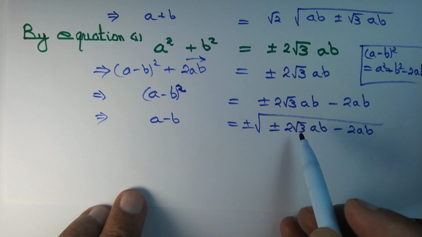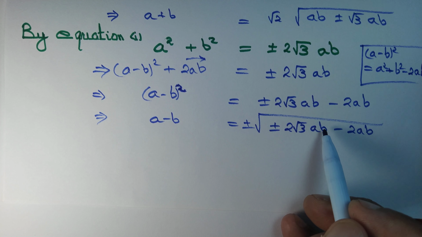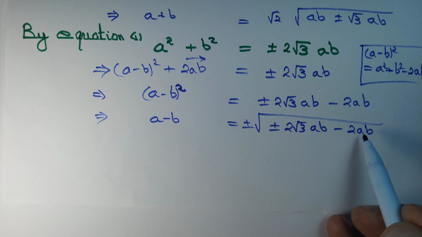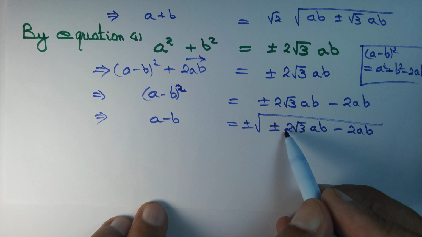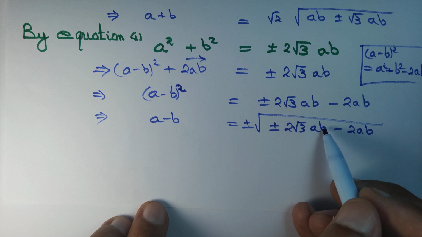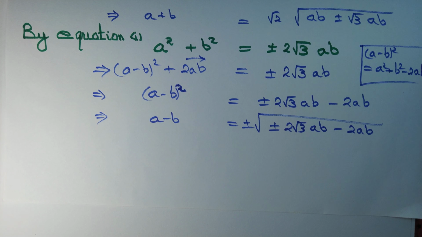Does this make sense? Yes. If AB were positive, then 2 root 3 times AB is bigger than 2AB, so it will be a positive quantity. If AB were negative, then we will take the negative sign, so 2 root 3 times AB will be positive, and this will be bigger than 2AB, so it makes sense.